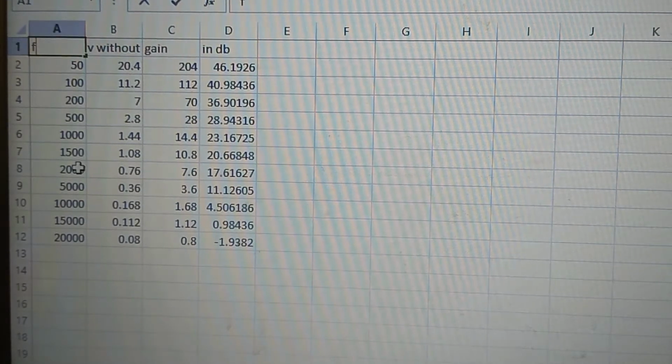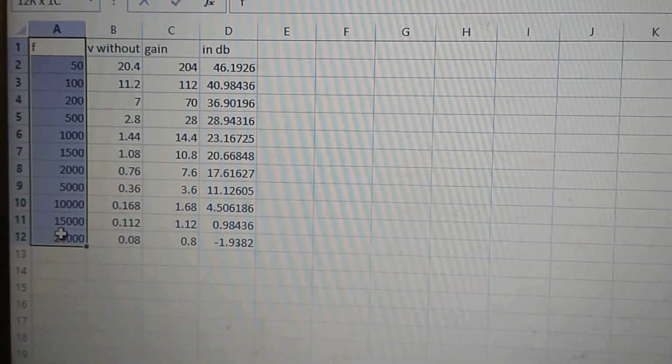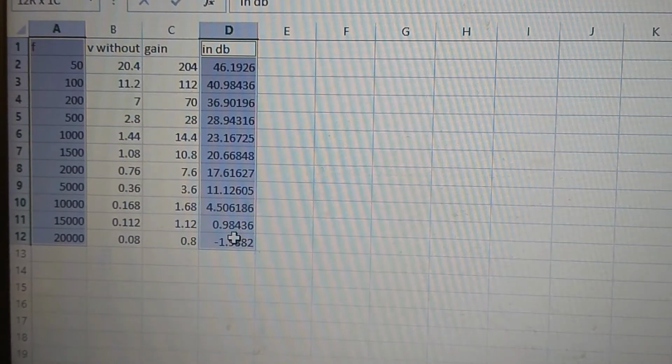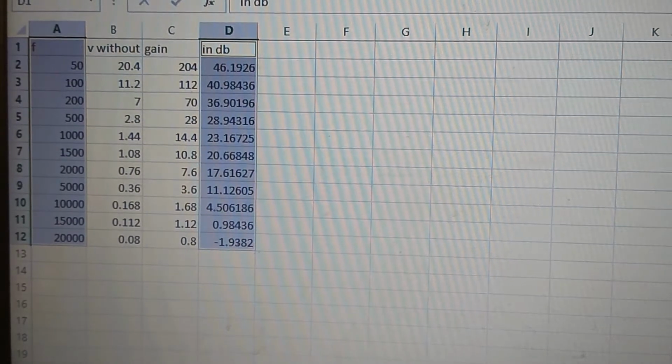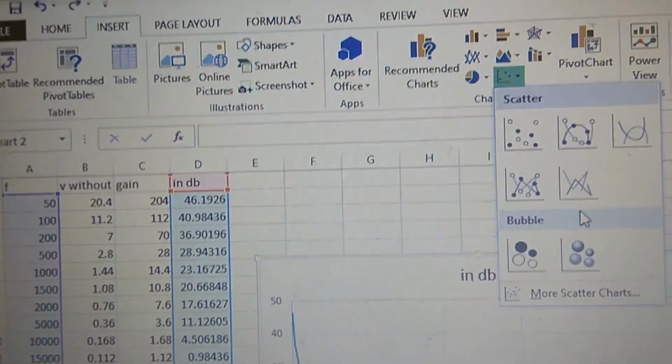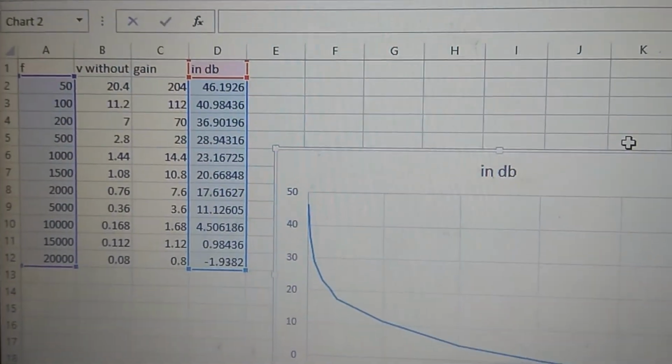Now if I select this one and gain in dB, and after that go to insert, there you are going to see the chart. You click on the chart and you get this one.